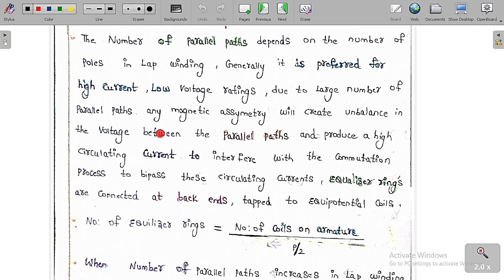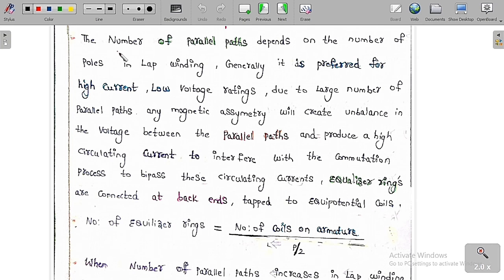Due to the large number of parallel paths, any magnetic asymmetry will create an unbalance in the voltage between the parallel paths and produce a high circulating current that interferes with the commutation process. To bypass the circulating currents, equalizer rings are connected at the back ends, tapped to equipotential coils. This is a very important point.